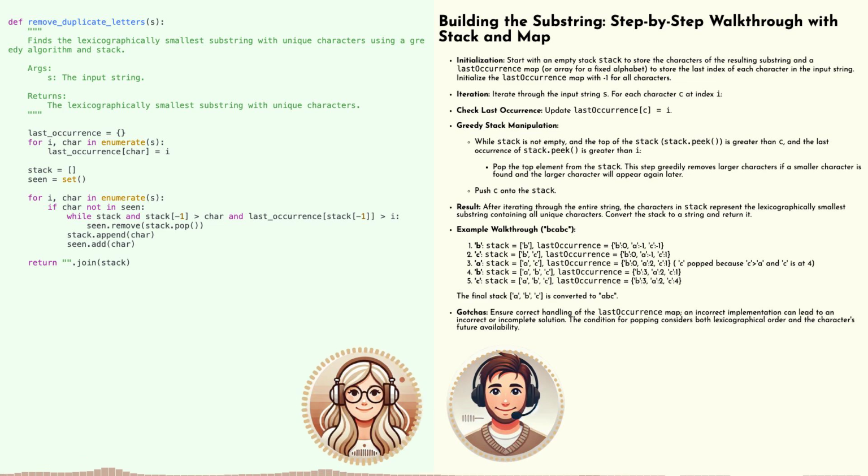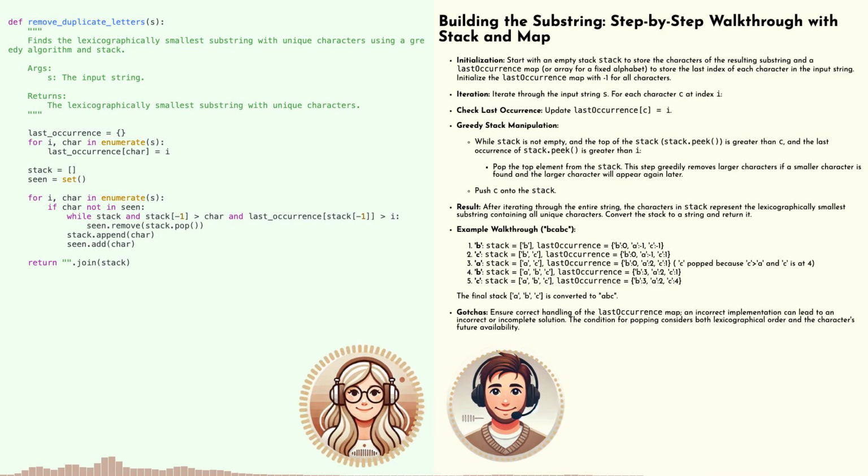Okay, so next letter, A. This is where things get spicy. A is smaller than both B and C, which are currently on our stack. So now we need to be strategic. Back to the map. We see that the last occurrence of C is at index 4, and the last occurrence of B is at index 3. Both of those are after our current position, so we can safely pop both C and B off, because we know they'll come up again later.